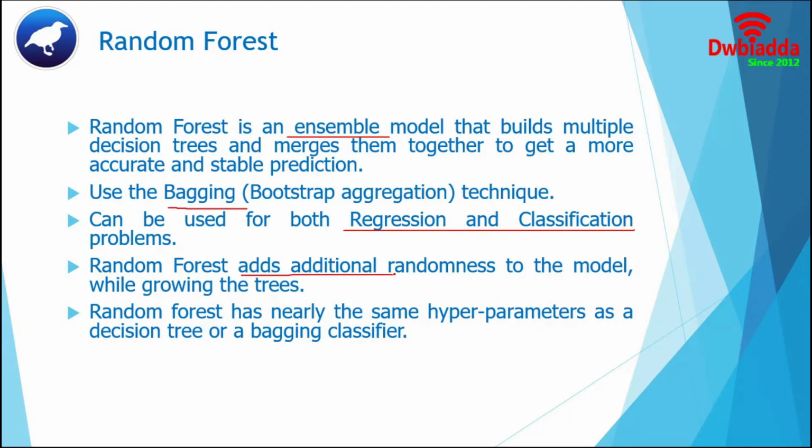It adds additional randomness to the model while growing the trees. Instead of searching for the most important feature while splitting a node, it searches for the best feature among a random subset of features. This generally results in high accuracy. Finally, random forest has nearly the same tuning parameters as a decision tree or a Bayesian classifier, so it is not hard to maintain a random forest.